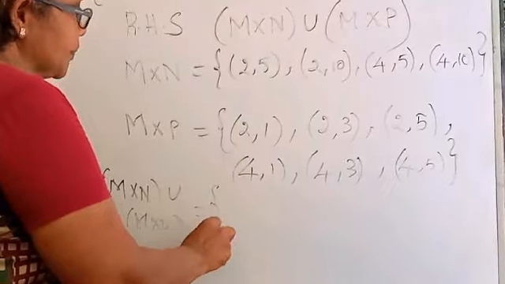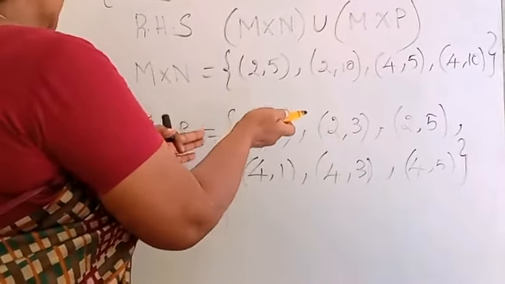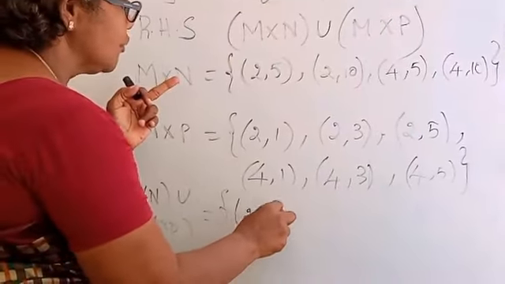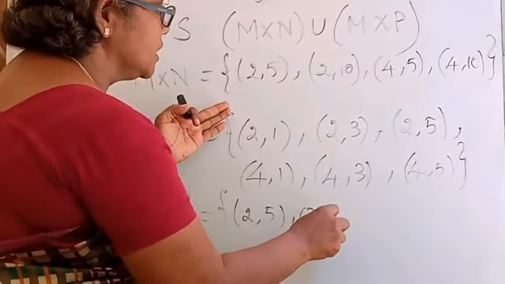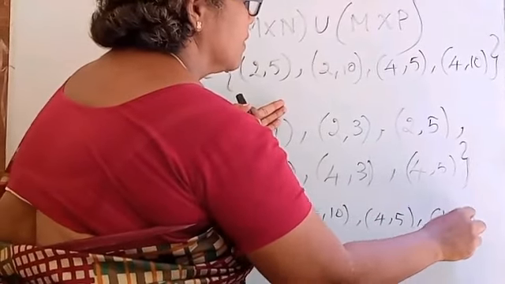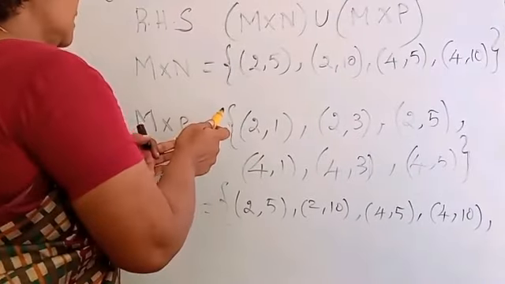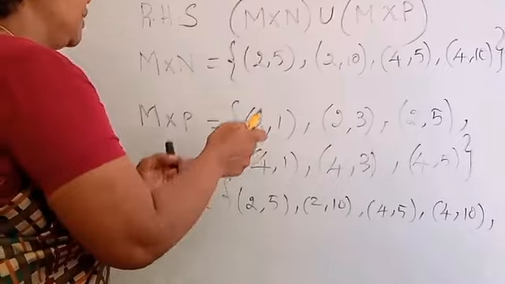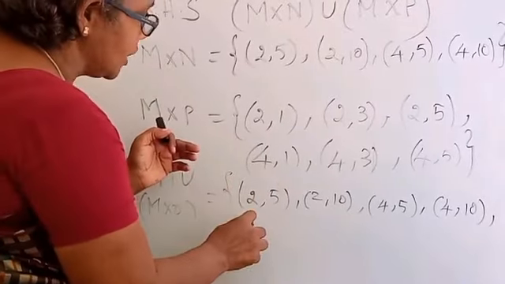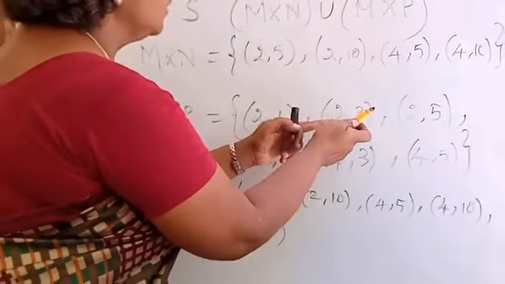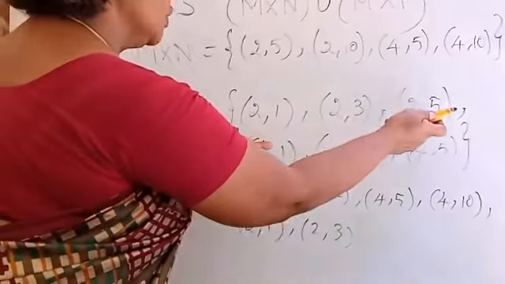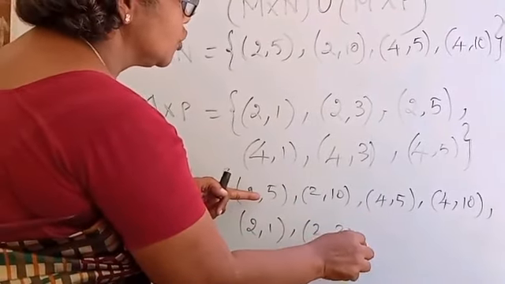is equal to, first write those elements that are present in M cross N. So what are those elements present in M cross N? 2 comma 5, 2 comma 10, 4 comma 5, 4 comma 10, and then before starting to write the elements of M cross P, see whether the ordered pair is already appearing in the answer. 2 comma 1, it is not there, so write 2 comma 1, and then 2 comma 3 is not there in this answer, so write 2 comma 3, and then 2 comma 5, it is already there, so don't write it, should not repeat.